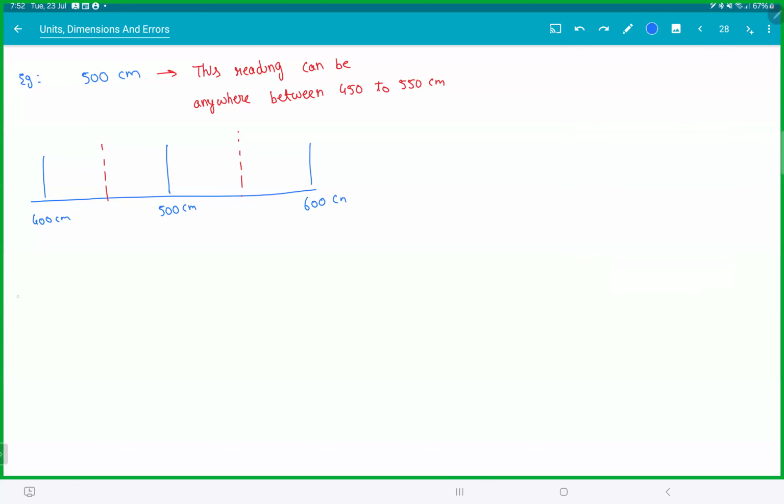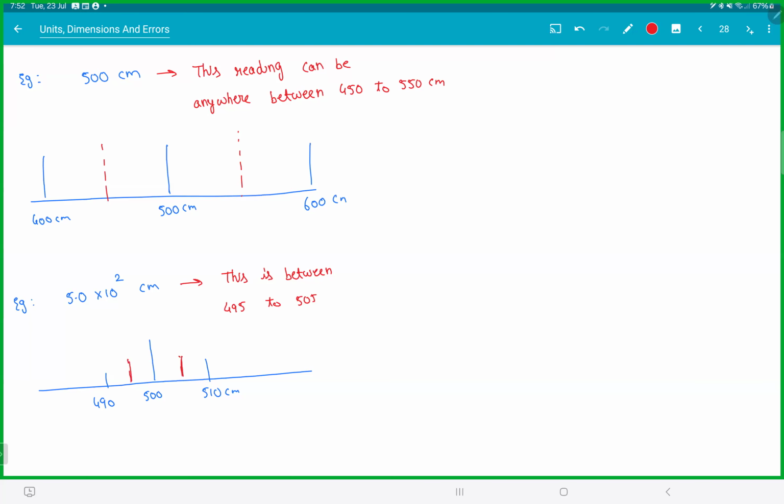Then you come and tell me, no sir, that is not my intention. I have a better scale. Then you come and tell me my scale is 5.0 into 10 square centimeters. Then you know what I will assume? Okay, you have 5.0. That means your scale has 510 and 490. Means your scale is now having 10 centimeter divisions. You're making sense? That means this can be anywhere between 495 to 505. Meaning any reading between these, you will report as 500 only to me. This is also a bad scale. Are you getting the catch?